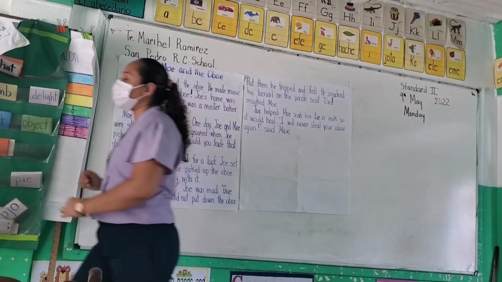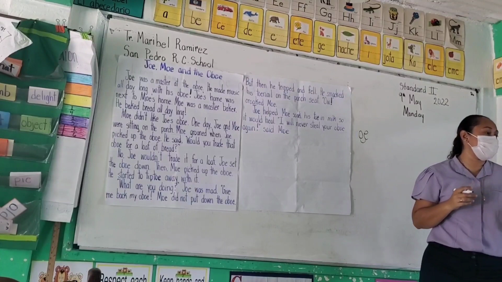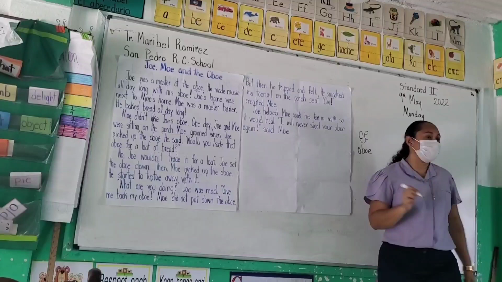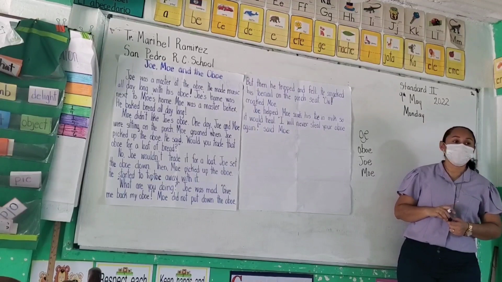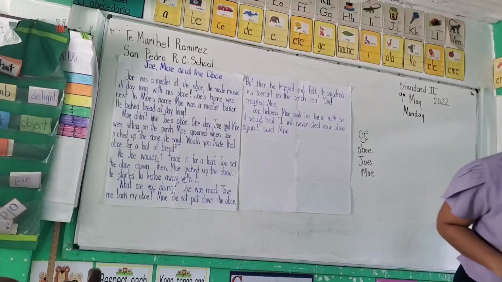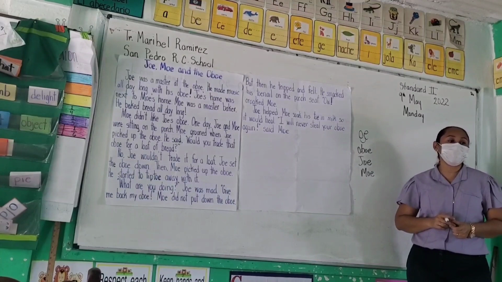Now let's search for words with OE. What words in the story can you see with the letters OE that are together? Yes, Claudia. Oboe. Is there another one? Joe. Yes. Mo. Very good. What else? Again? Oh no. One more, guys. Yes, Claudia. One more, guys. It's right here. Okay, let's search for OA.